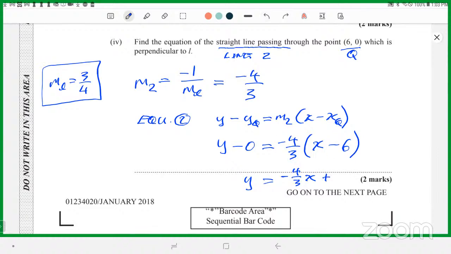Then if you work the values now, 3 goes 2 times into 6. And then the 4 times the 2 is 8. So I'm going to get a positive 8. So this right here is my answer: y equals -4/3x plus 8.